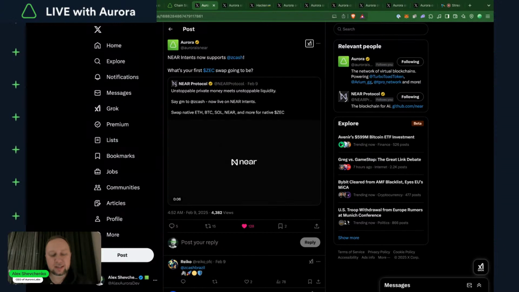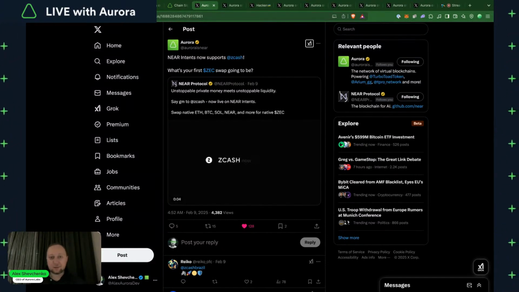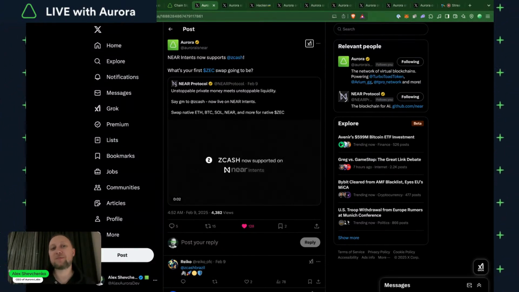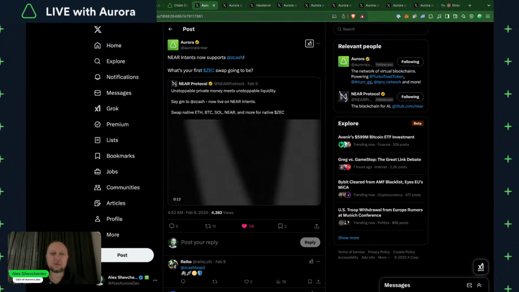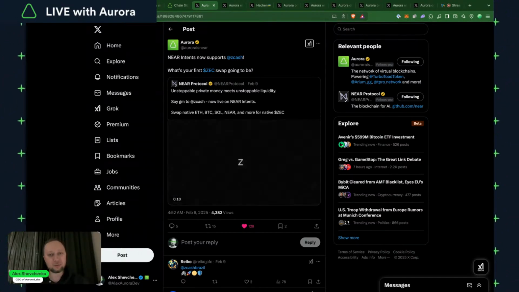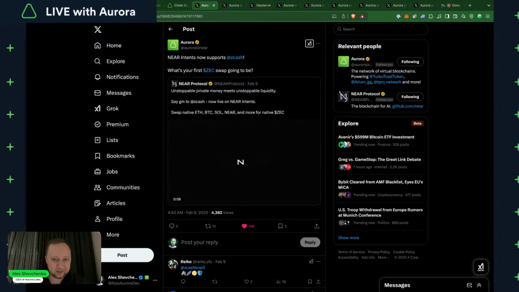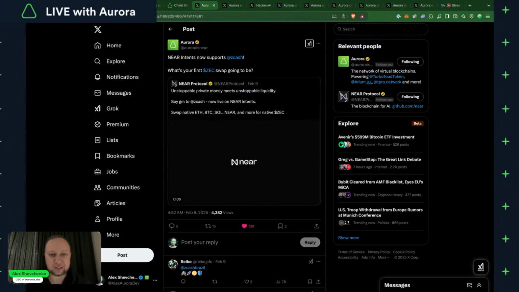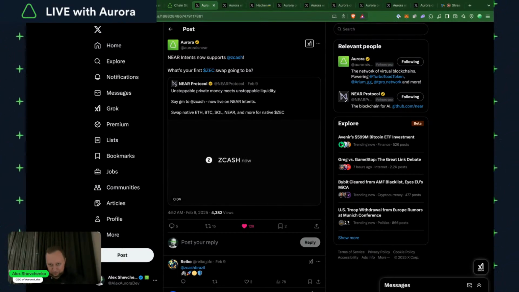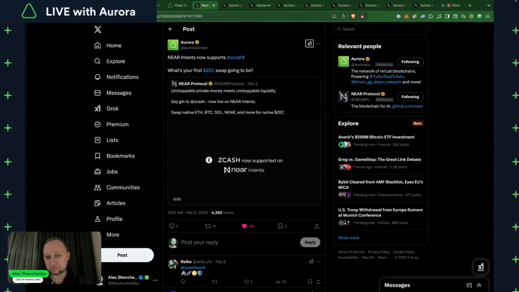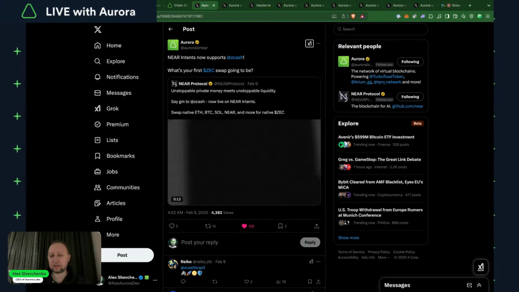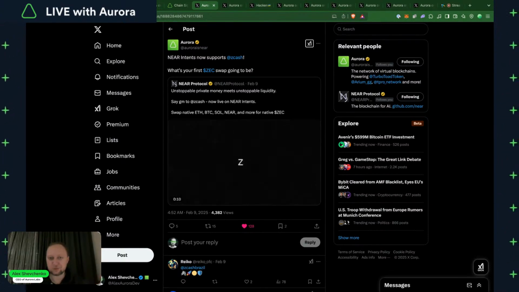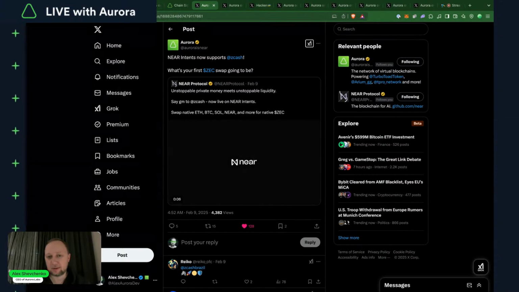Moving on to Near Intents, we just got a little bit of privacy on Near Intents. Now, anyone is able to buy and sell Zcash inside of Near Intents. To the best of my knowledge, integrating Zcash into a cross-chain swapping decentralized exchange or decentralized protocol is happening for the first time.